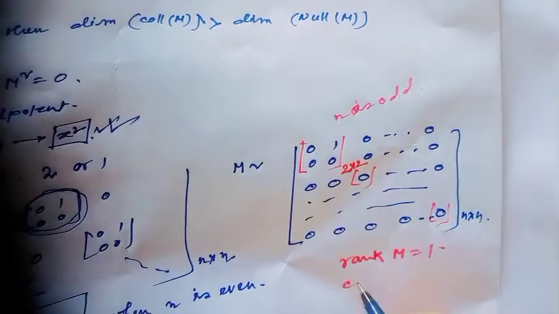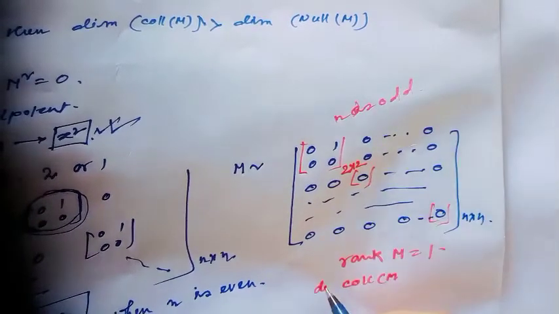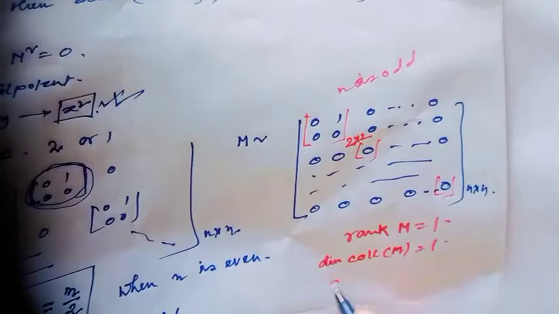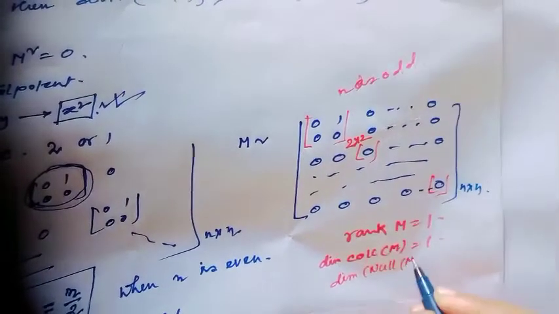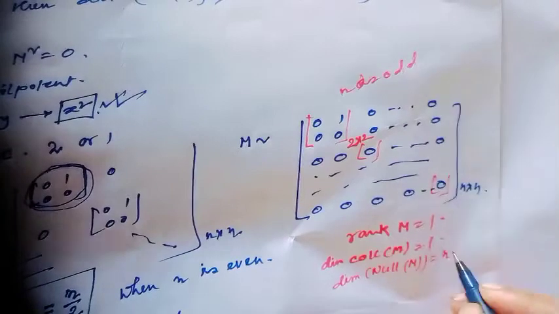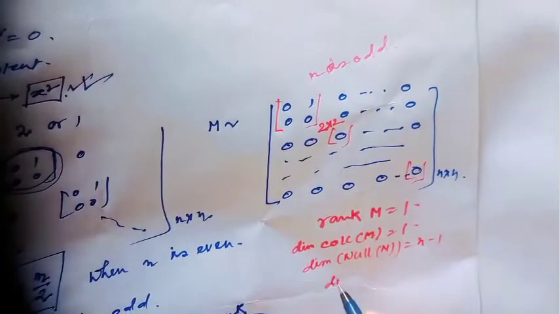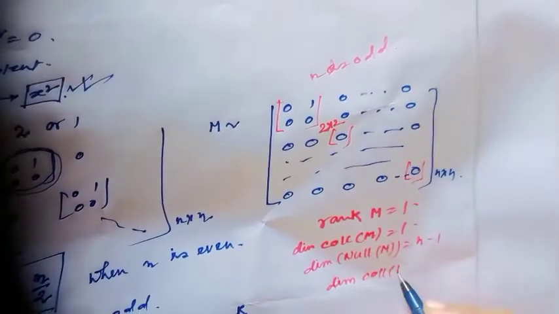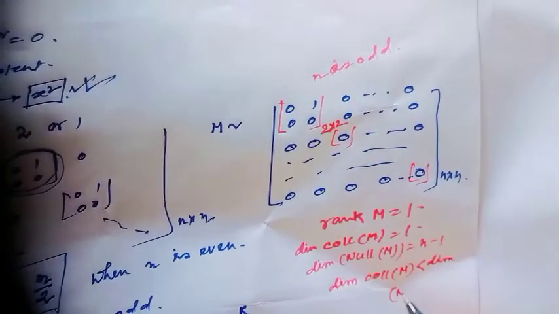Then dimension of column space would be 1 and dimension of null space would be n minus 1. So obviously dimension of column space is less than dimension of null space.